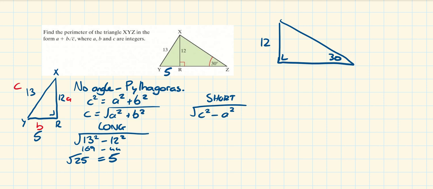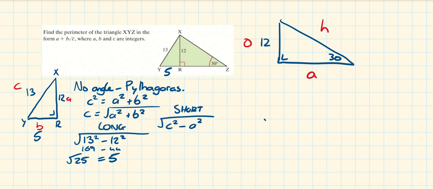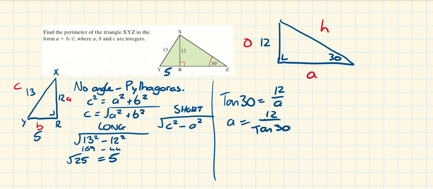Okay, so we've got a 30 and a 12. So we've got an opposite, we've got an adjacent, and we're looking for a hypotenuse. So let's just move this over here. Okay, so let's get the adjacent first. So we've got the opposite and adjacent, so we've got tan 30 equals 12 over a. So a equals 12 over tan 30.